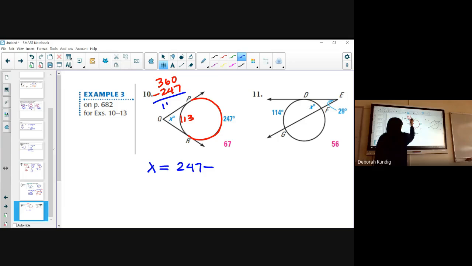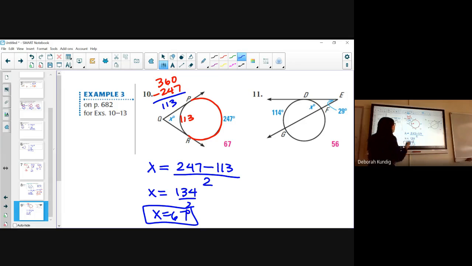So 247 minus 113, subtracting because we're taking away, that's the difference, and divide by 2. 247 minus 113 is 134. Divide by 2 is 67 degrees for this angle right here.